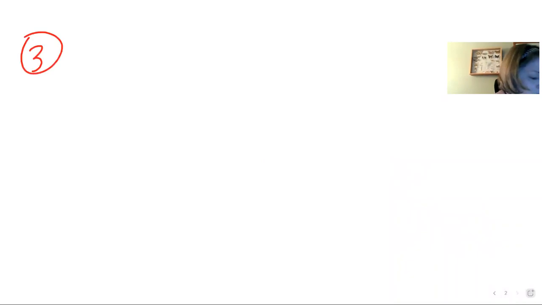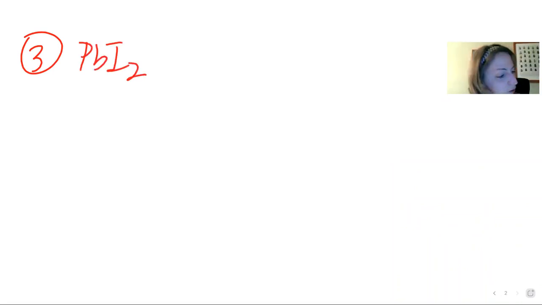I like this question quite a bit. So you have this lead iodide, and it says 200 mL of a saturated lead iodide solution is evaporated to dryness. Calculate the Ksp for the substance if 0.12 grams of it were recovered after evaporation.